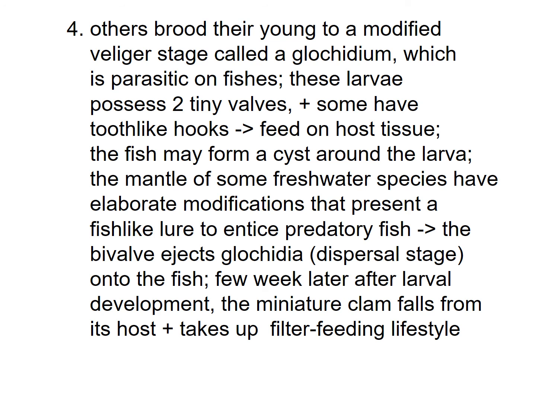The mantle of some freshwater species actually lures the fish to the bivalve, and the females squirt the little glochidia onto the fish and onto the gill epithelium. So again, the mantle tissue of some freshwater species has an elaborate modification that presents a fish-like lure to entice a predatory fish.